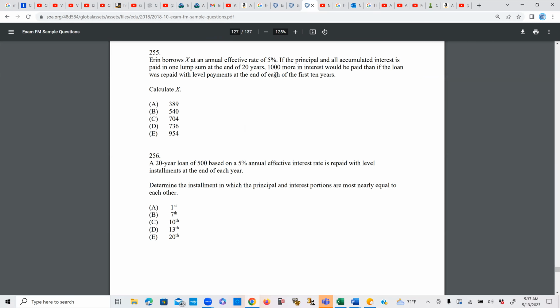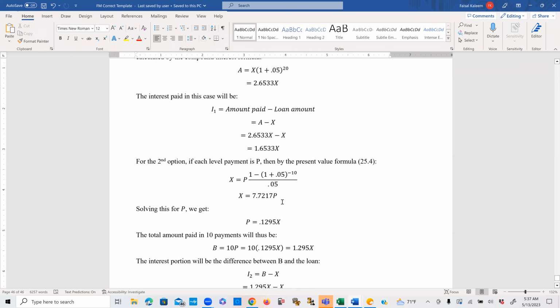So in the second option, she pays level payments at the end of each of the first 10 years. So basically the second option consists of 10 level payments, and that's an annuity immediate because the payments are happening at the end of each of the years. So for a 10-year annuity immediate, with the loan amount being X, remember the loan amount serves as the present value. So in this case, the present value, which is X, will equal the payments. Let's say each of the level payments is P.